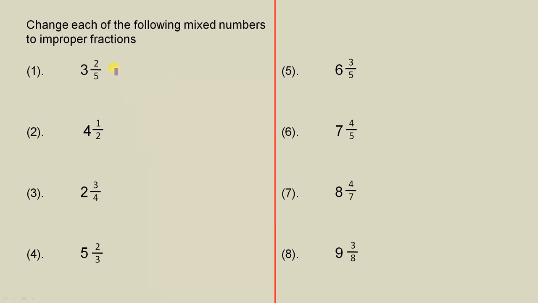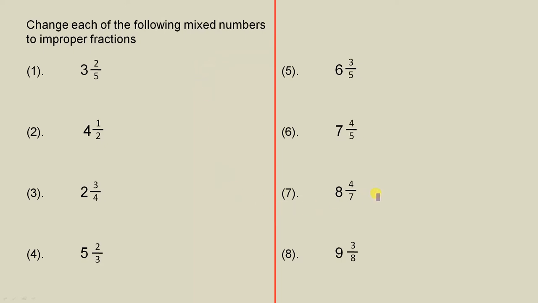And finally, we presented 3 simple rules for doing this exercise, and the first rule was multiply the denominator of the fraction by the whole number, then add the numerator to that answer, and put that final answer over the original denominator. So they were the basic rules for doing these exercises.